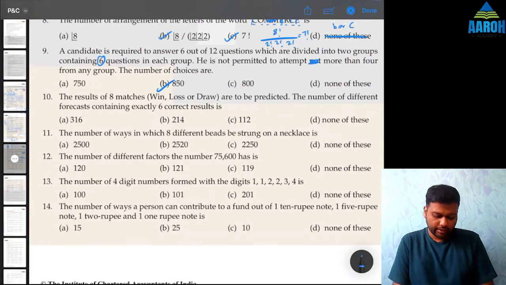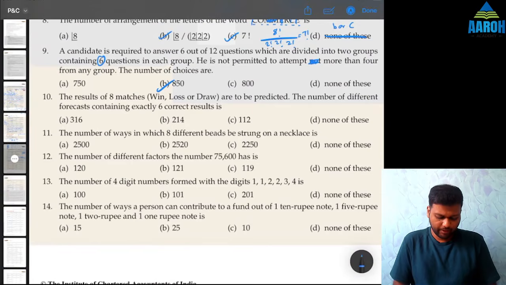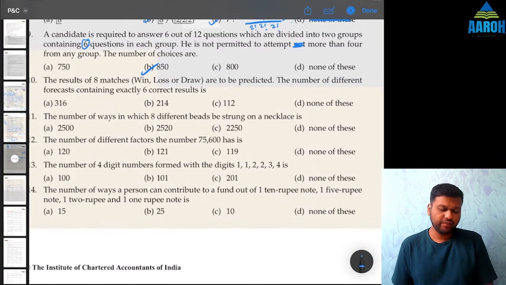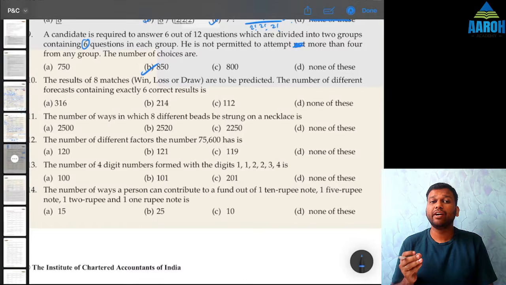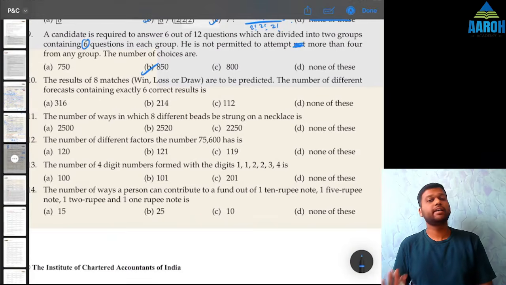Okay. Next is 10th. It is again a little bit different. Results of 8 matches, win, loss or draw, are to be predicted. Number of different forecasts containing exactly 6 correct results is. It's a little bit different, so concentrate. We have 8 matches, out of which we have to predict 6 results correctly. Okay, that means, let's say you have predicted everything as win. Okay, out of 8, 6 have to be correct.